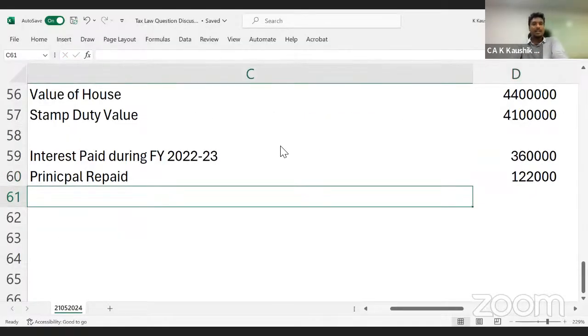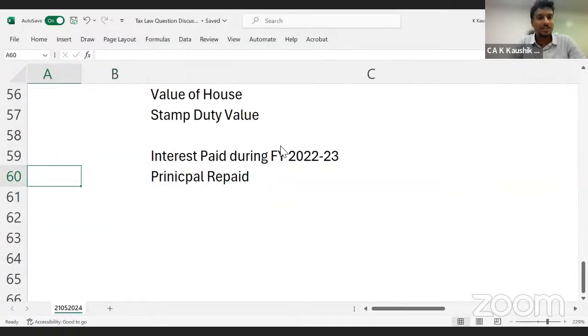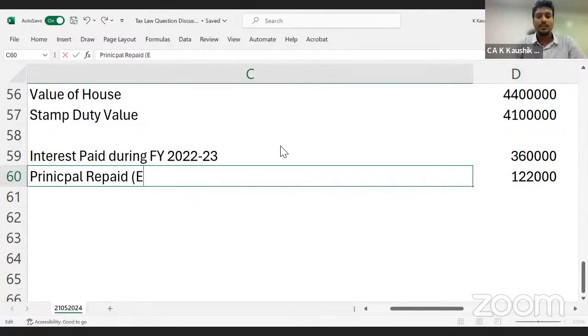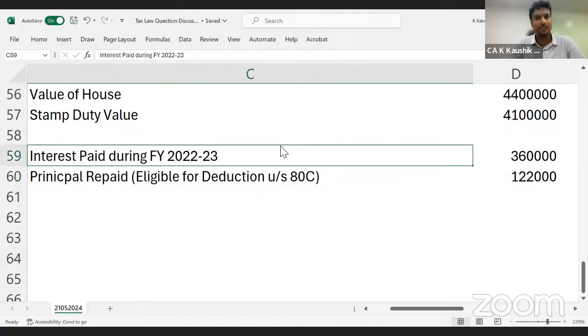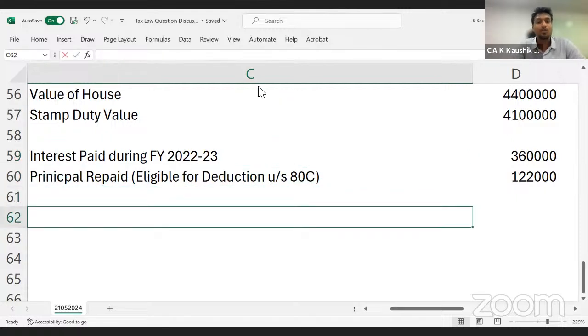Now, this principal repaid is eligible for deduction under section 80C within the overall limit of 1,50,000. Since it is within the overall limit of 1,50,000, it can be claimed. Interest paid can be claimed under two sections.